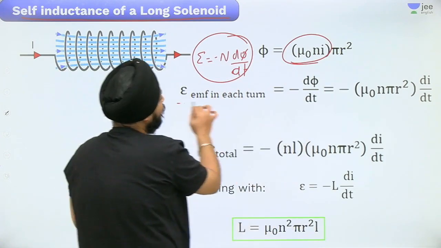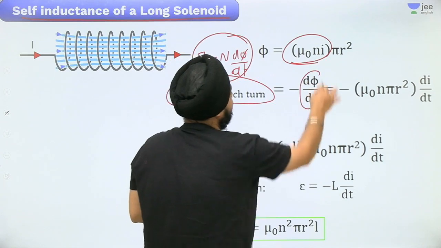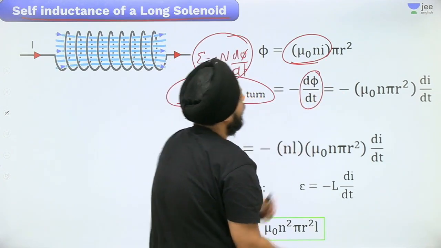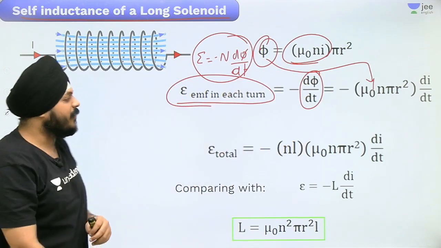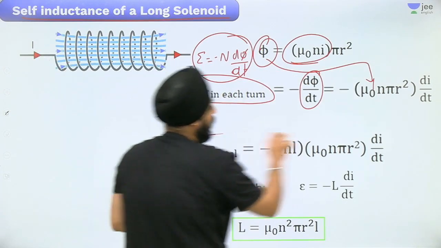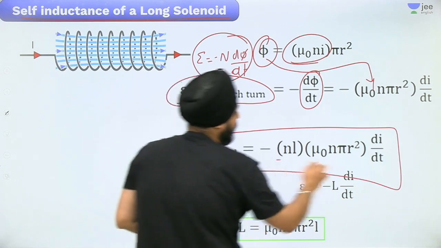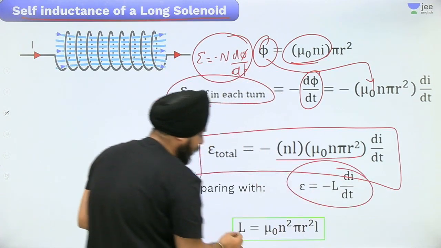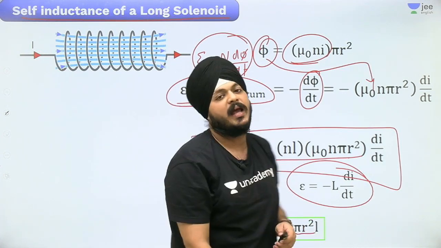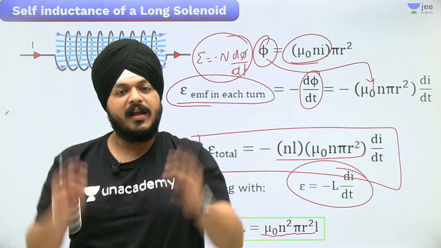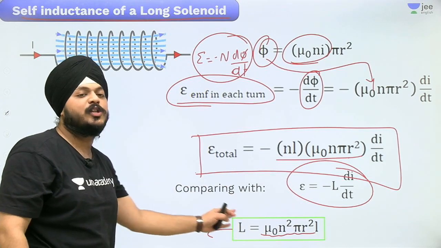Now, if we want to find the EMF in each turn, then E is equal to minus d phi by dt, and replacing the value of the flux in this equation, we get this specific expression. The total EMF we are getting is this, and by comparing to this equation, I am getting the self-inductance as mu 0 n square pi r square L. A very simple explanation of the self-inductance.